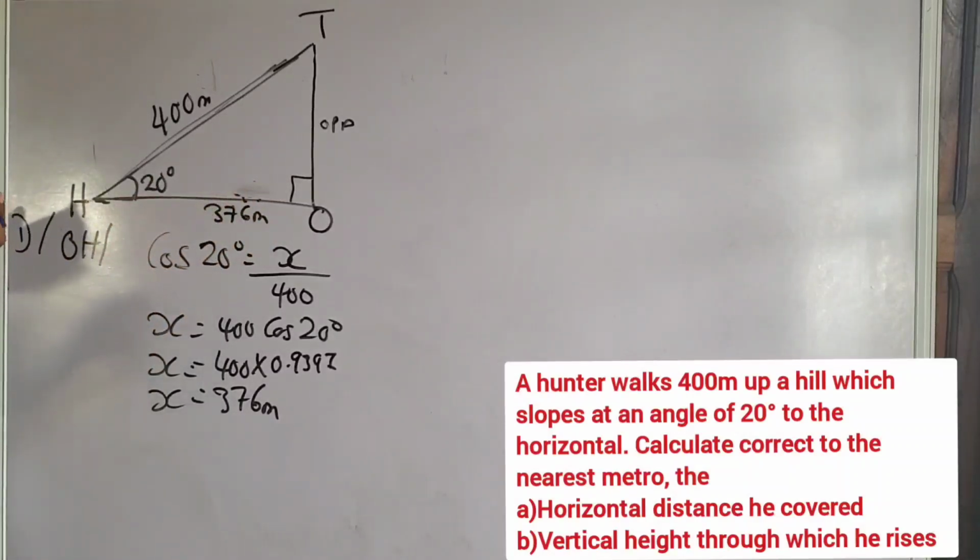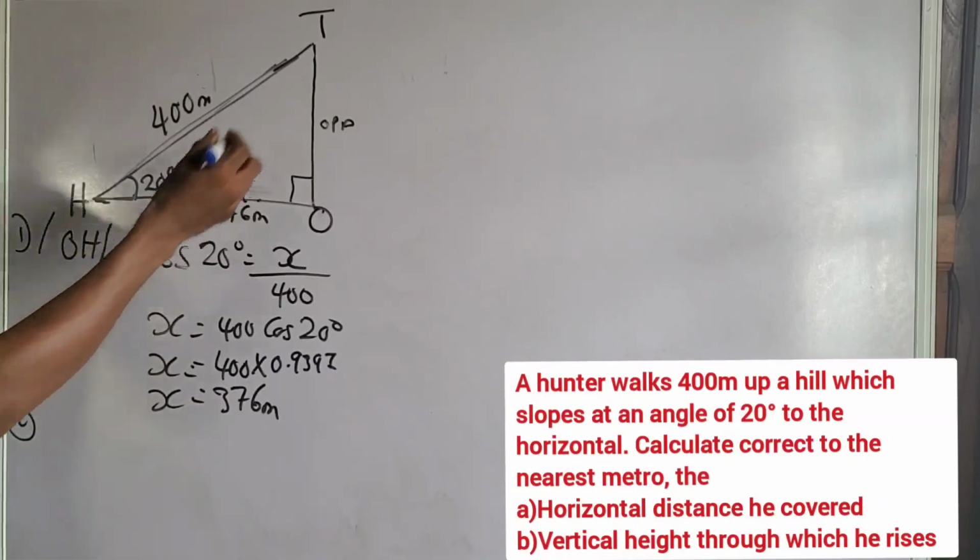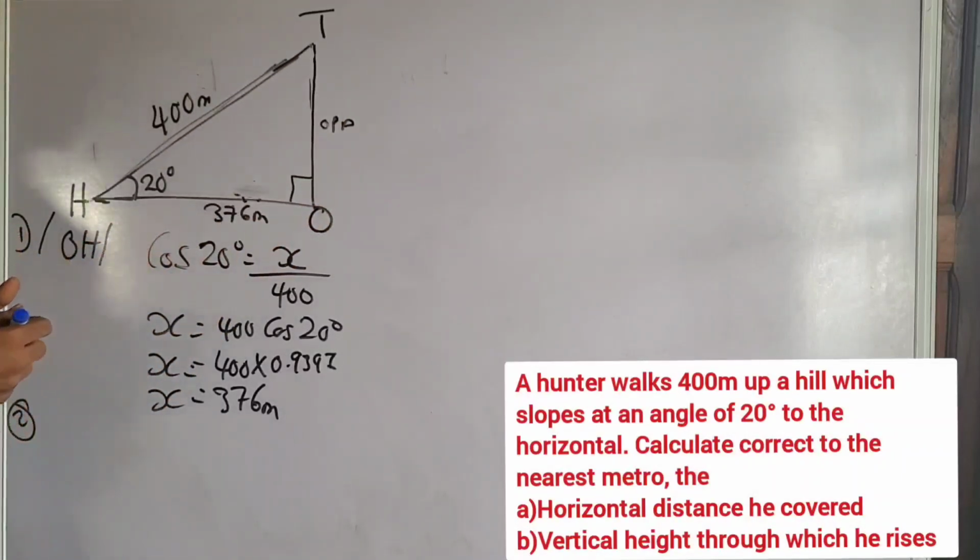So the horizontal distance that the hunter covered is 376 meters. Now, how do we get the second question? The second question says we should calculate the height which it rises. Let me check the question. Yes, the vertical height through which it rises. So we are looking for this opposite now. You can calculate the opposite using two methods: the Pythagoras theorem, and the trigonometric ratio. But here I'm going to make use of the trigonometric ratio.